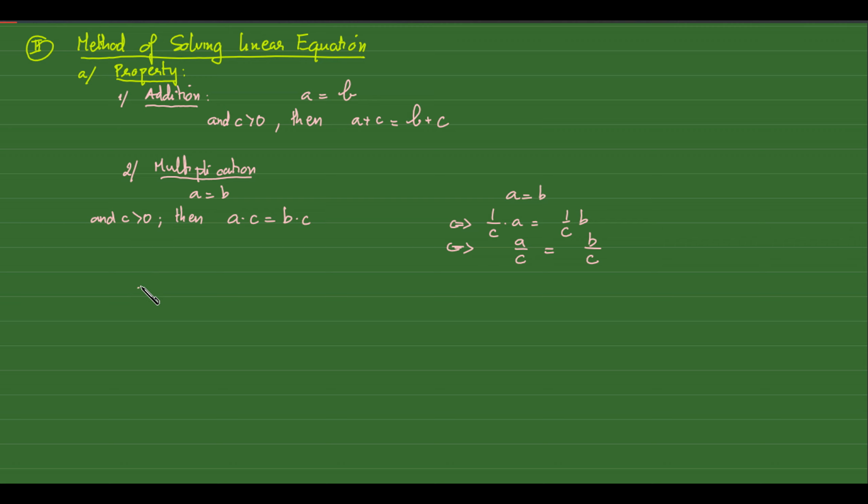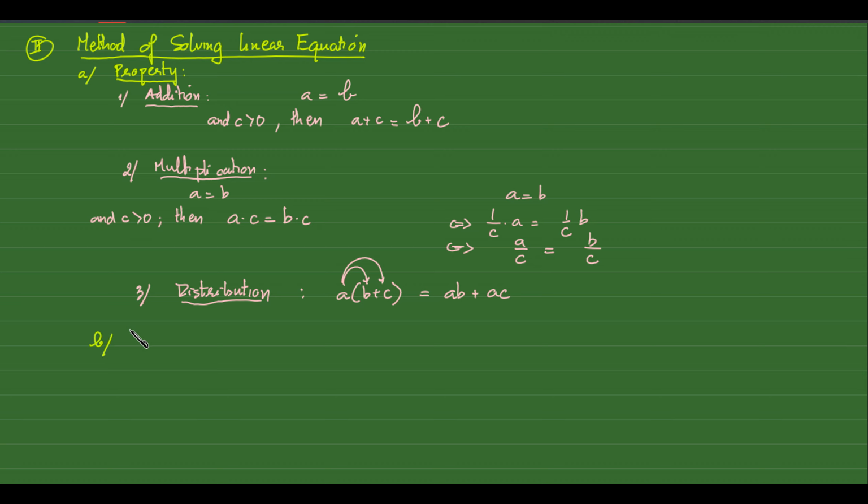And the last property, which most of you already know, is the distributive property. It means that if you have A times (B plus C), then this is equal to A times B plus A times C.